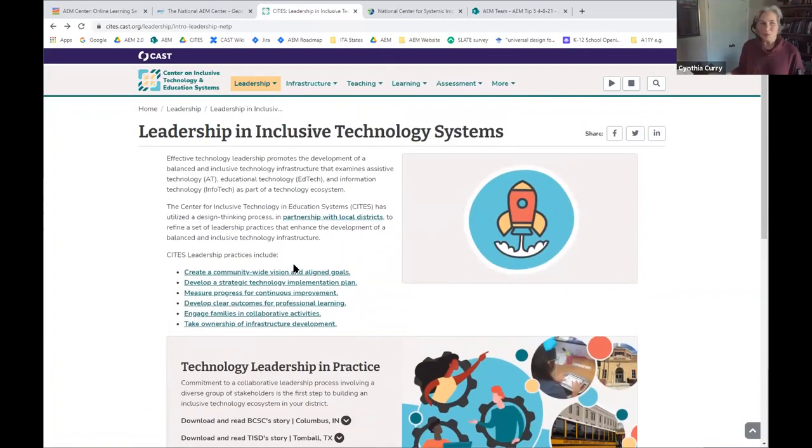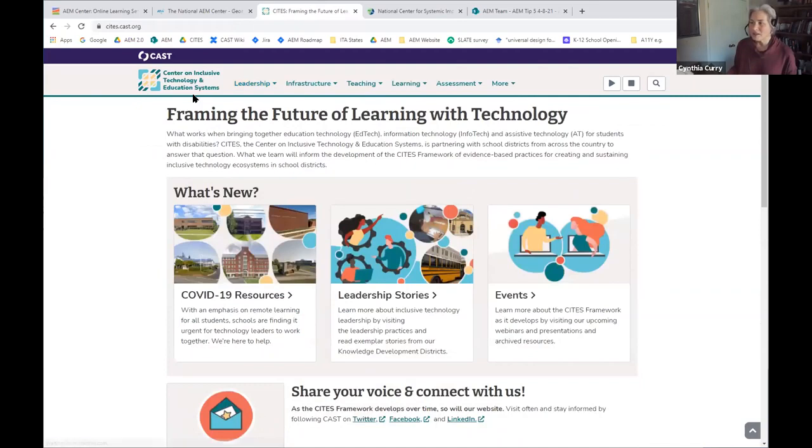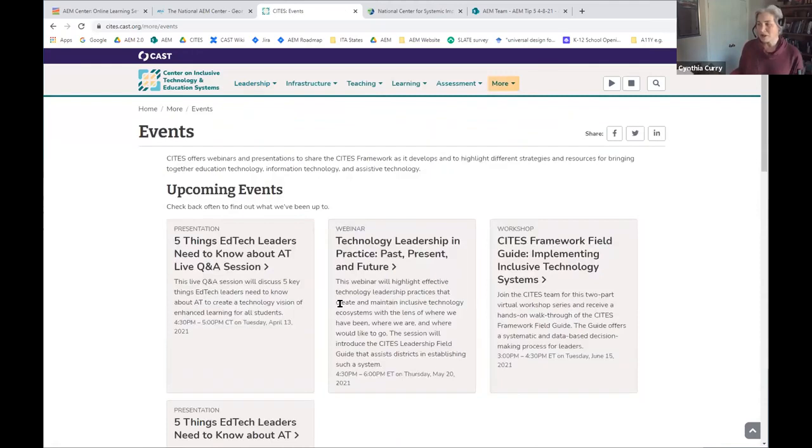And what has been learned from the leadership cycle, which was about an 18-month focus of that part of the framework, and some of the tools that have been developed as part of what will become a field guide for CITES, will be available in the next month on the website as well. So the CITES framework is evolving over time. What you'll find for resources originally are specific to leadership, and teaching, learning, and assessment will come up behind. And you'll also see that there's an events page with some webinars that have been recorded.